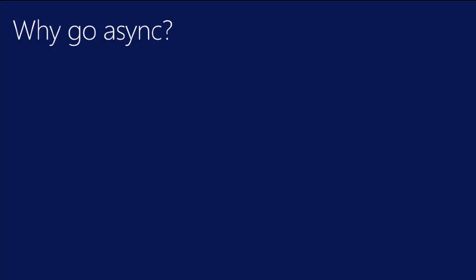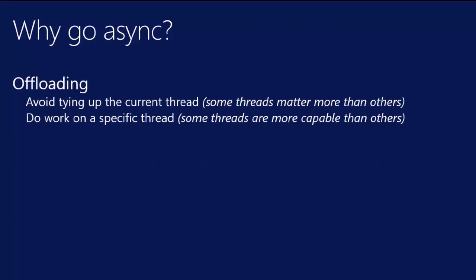So why are we bothering to go async in the first place? One thing that's important to realize is that there are actually pretty discrete different reasons why you might want to use asynchrony. And at times, they can actually be at odds with each other. So one core reason you want to be asynchronous, in the general sense, is offloading, right? So it means one of two things. Either you don't want to tie up the current thread you're on with the work you're doing.